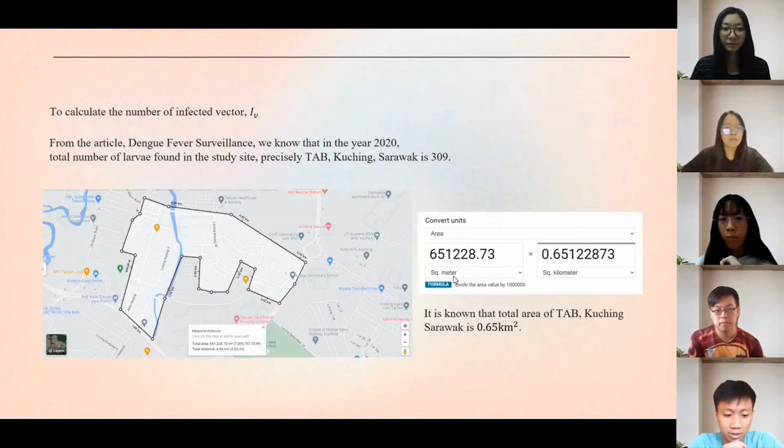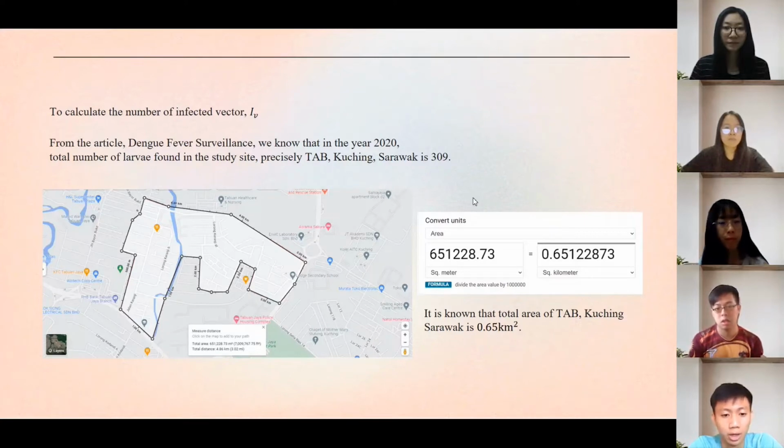Next. So to calculate the number of infected vectors, IV, we will be using the article on dengue fever surveillance. And we know that the total number of larvae found in the study site, which is TAB Kuching Sarawak, is 309 in the year 2020. And then we also find out the area of the study site, which is 0.65 kilometers square.